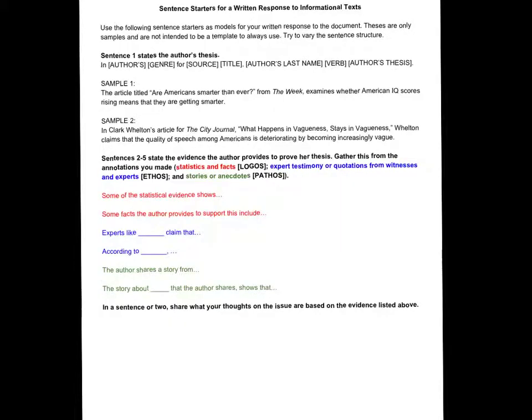On the other side of the document, I give them this, which is a set of sentence starters: how to identify the author's thesis in writing, how to explain the evidence, and a questionnaire explaining to the students that they have to give their opinion on what they just read.